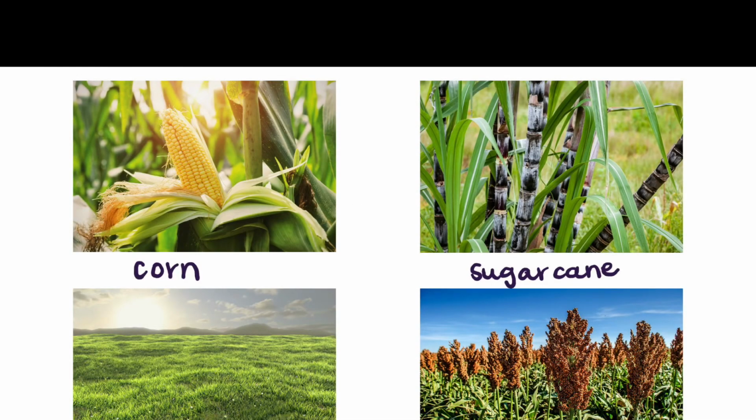About 3% of all vascular plants are C4 plants. Some of these include corn, sugarcane, crabgrass, Bermuda grass, and many other grasses, and sorghum.